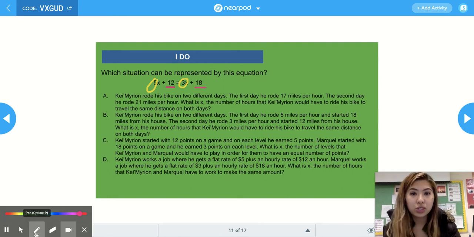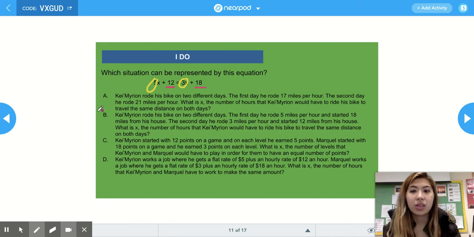So we're going to go through the answer choices and look for keywords that can tell us that that's not the correct answer choice, or that do tell us that is the correct answer choice. We're also going to be writing the appropriate equation, or the corresponding equation, for that answer choice.